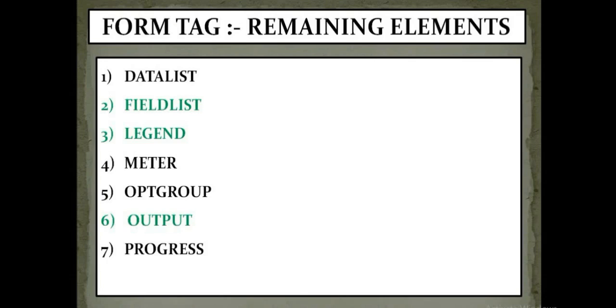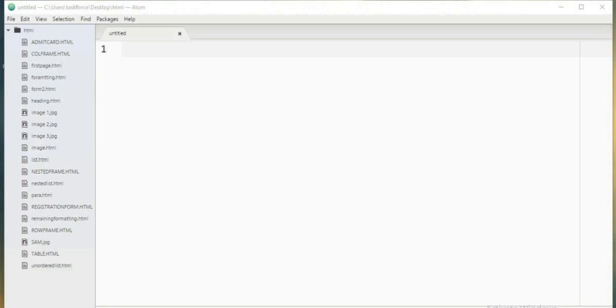I just included these to show you that HTML5 has more features which are not available in HTML 4.0. So we will do this practical. Let's go to our text editor. Here I am on my text editor, and right now I am going to write code for the datalist. So why do we want to use a datalist?